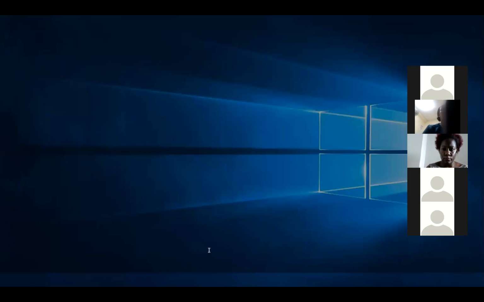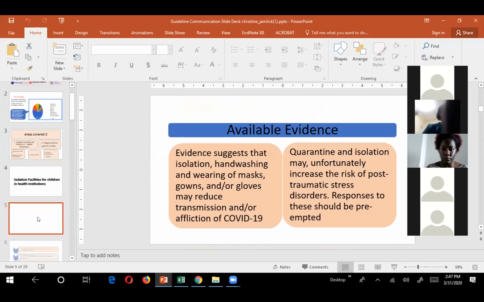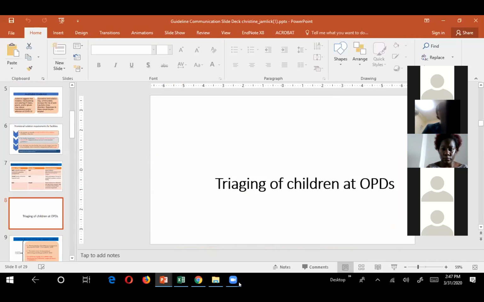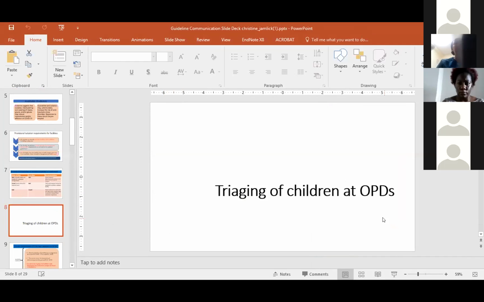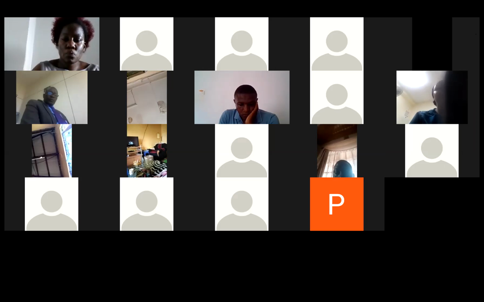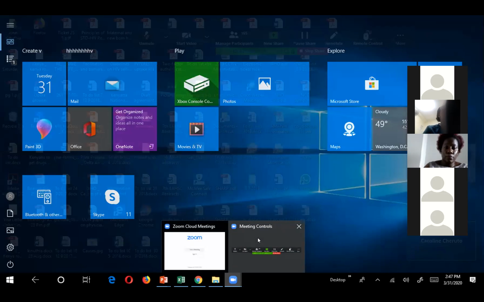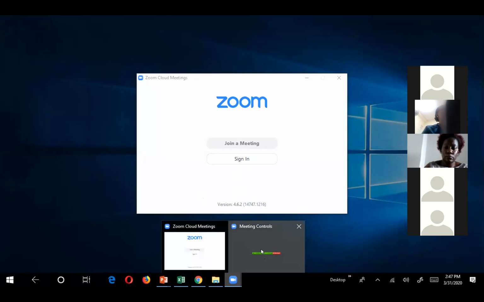Moving on to the next point, that is triaging of children in OPDs. That has already been covered. I believe I am now in slide 8, so we can just scroll up to slide 8. And regarding triaging of children in the OPDs, we have available evidence from the clinical guidelines from WHO and the consensus report by the pulmonology group. And this recommends that all children should be triaged. Every child with acute respiratory illness, cough and fever should be triaged. I will not really dwell on that because that was covered very well by Diana.